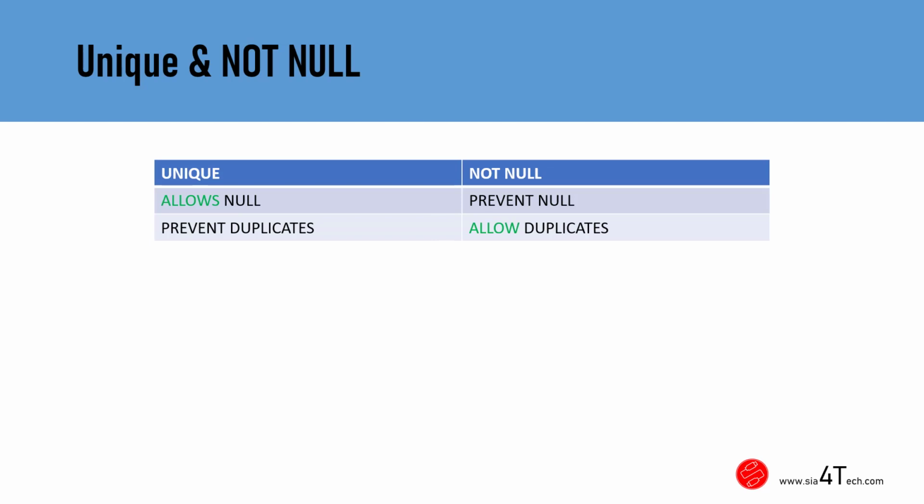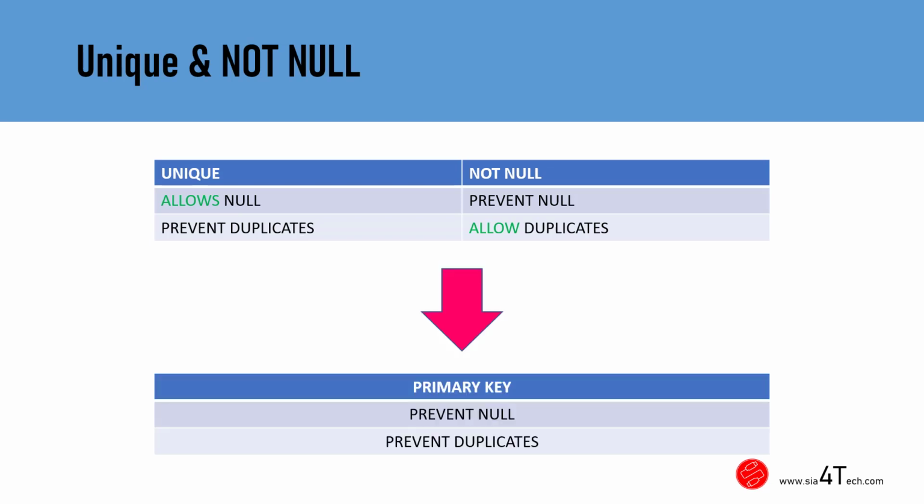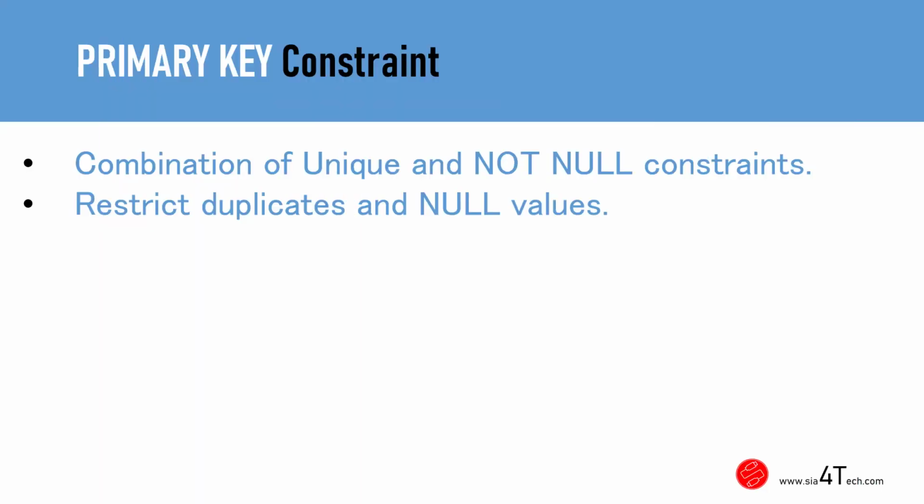So what if we want to prevent null and prevent duplicates? Of course, we can use these two constraints together to prevent null and prevent duplicates, but we have a specific constraint for this purpose, which is called primary key. So primary key is preventing nulls and preventing duplicate values to be inserted to the column. So in this video, we will talk about primary key, which is a combination of unique and not null constraints, which restricts duplicates and null values to be inserted to a column. So let's see in action how to use primary key.